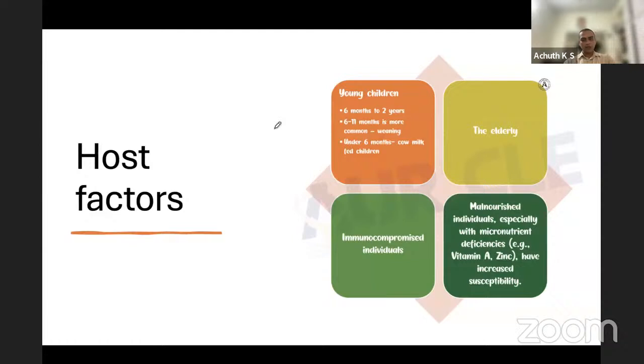Apart from this, who are at risk of getting the diarrheal disease? That is the elderly because of decreasing immunity, and immunocompromised individuals, that is those on immunological drugs, people living with HIV, and those with any immunological deficiency disorders. And the other categories are malnourished individuals, especially with micronutrient deficiency, vitamin A, zinc, who have increased susceptibility of getting diarrheal diseases.